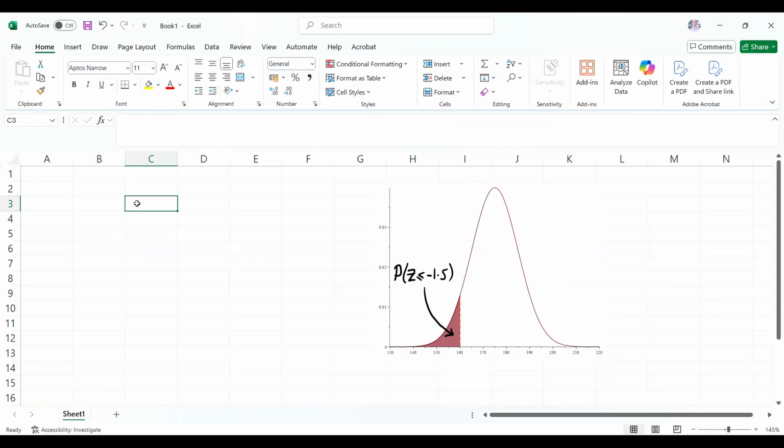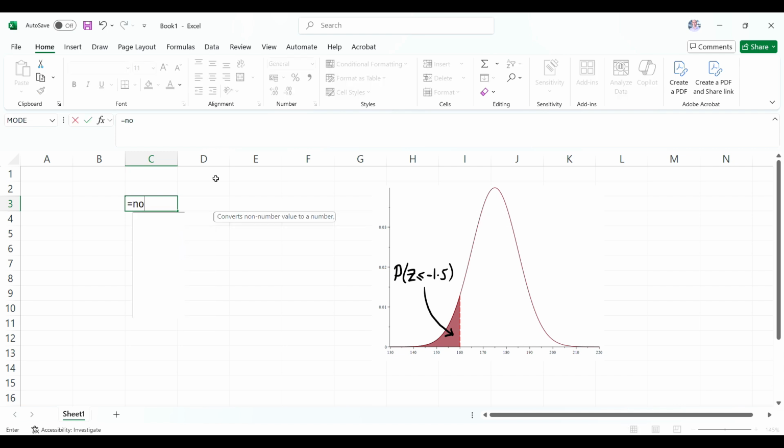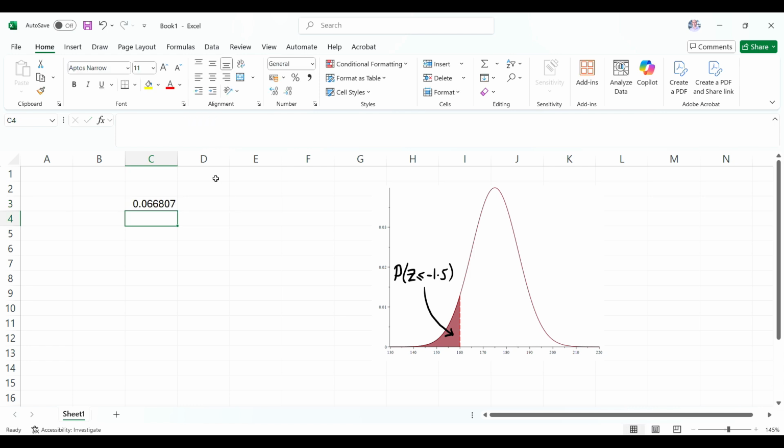So we can calculate our probability using the NORM.S.DIST formula, and we're specifying the probability of being less than or equal to minus 1.5, and then comma TRUE indicates that it's a cumulative density function. We get a probability equal to 0.066807, which reassuringly is exactly the same value as we had before.